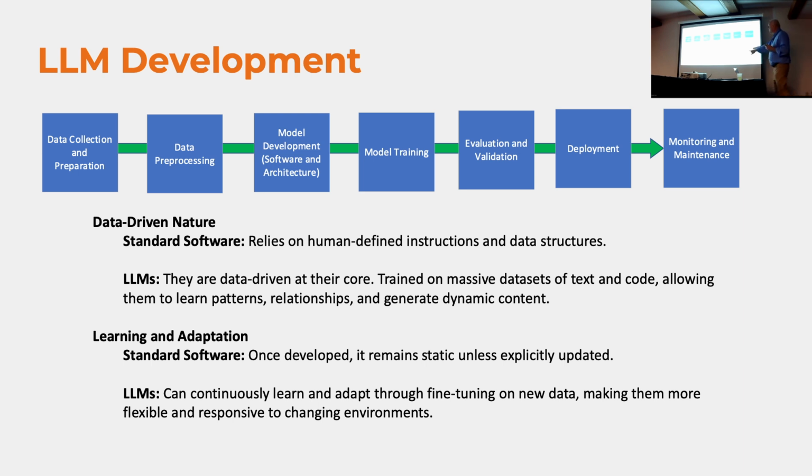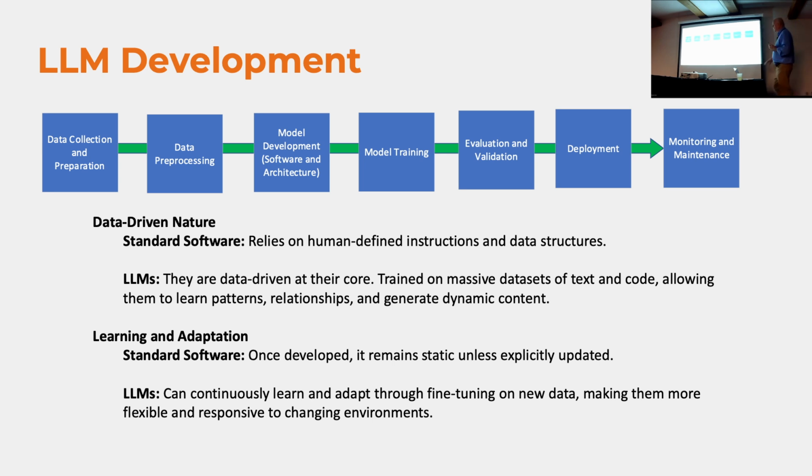When you're developing software, standard software is human-defined instructions, very clear data structure. LLMs are data-driven at their core. And so they're trained on massive data sets of text and code. A lot of times they will use code as another training component because it has good structure, right? And so that helps the model. Also, it could be books, it could be whatever. And so it wants to learn language, it has to learn patterns and so forth. And then, we'll talk about that in a minute, about how it then gets to be more context-oriented.